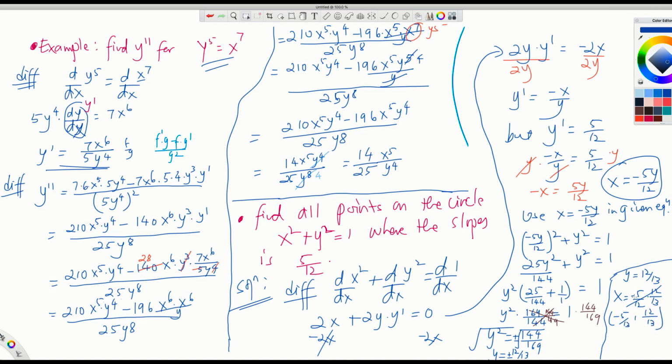If you plug in y equals negative 12 over 13, negative times negative will be positive. So you will get positive 5 over 13 for x, with y equal to negative 12 over 13. So that is the final answer. And that's the end of section 2.5. Okay, guys.